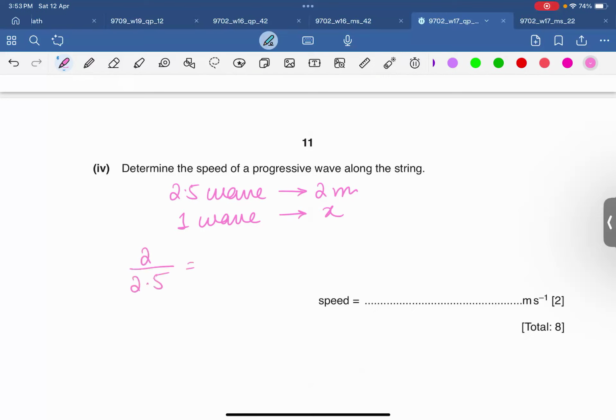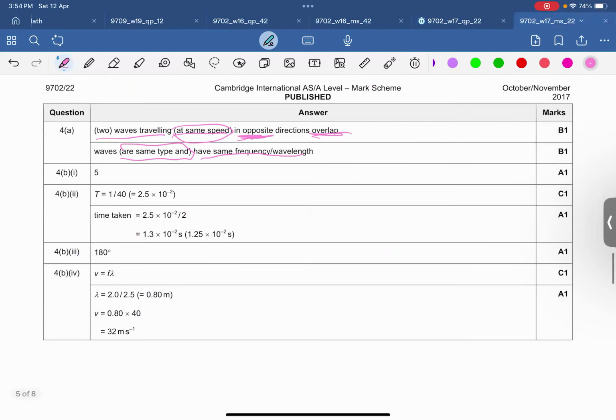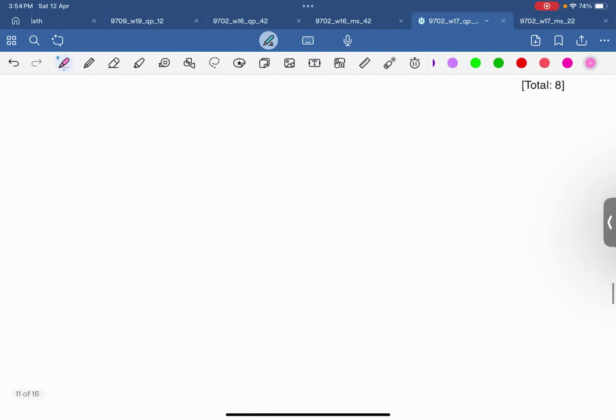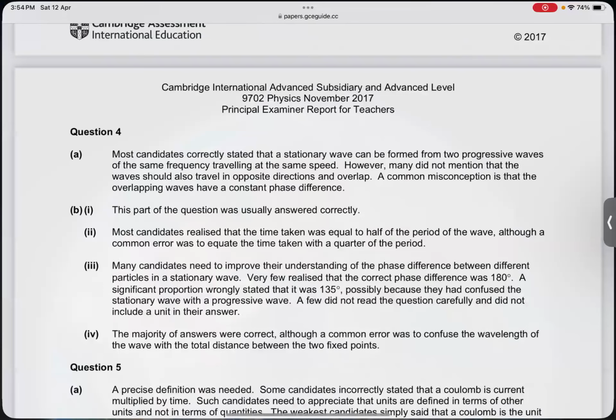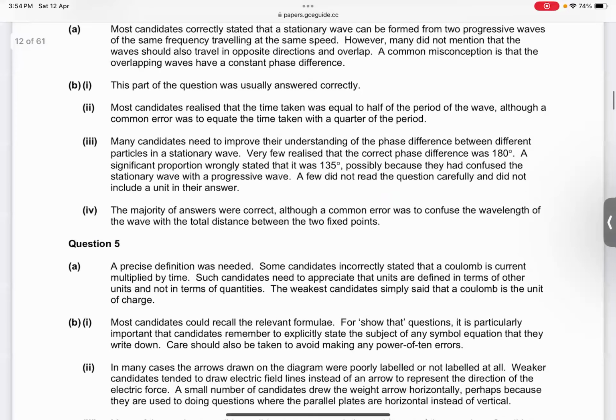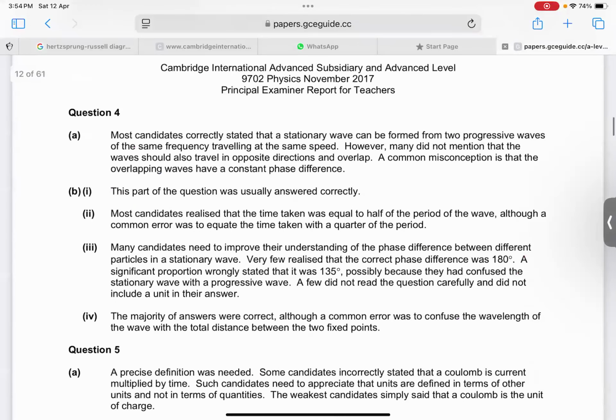So I would get 2 over 2.5, that would be 0.8. Okay, so the wavelength is 0.8. Now v equals f lambda, and then the speed is to be found. The frequency is 40 times 0.8, so I'm getting 32. Okay, 32 meters per second. Okay, fine. चलो. और आज भी अच्छा, इसको अगर हम चेक कर लें. Sir, can you go back to part B? Yes. I mean, part two, part two.